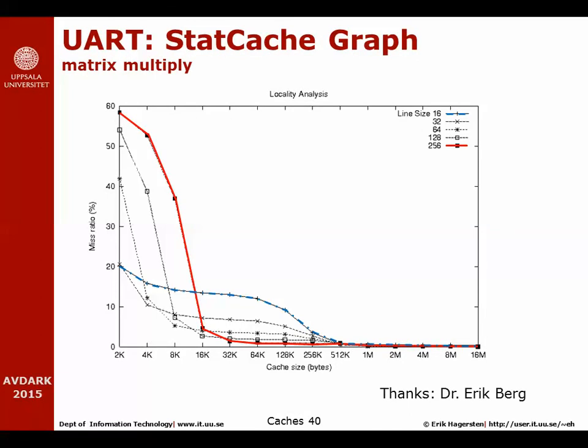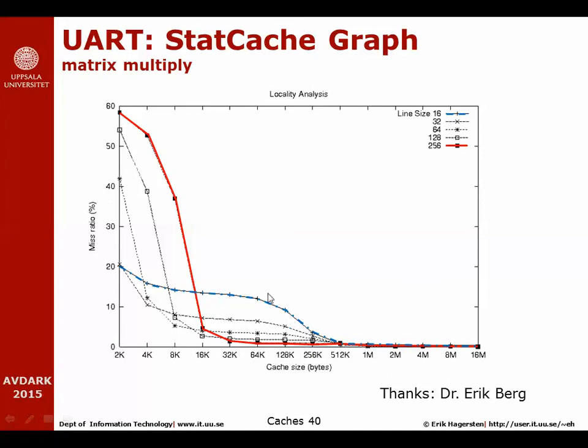Okay, if you look at this graph, one of my PhD students did it a couple of years back using a tool called StatCache that we developed here in Uppsala. It shows how the miss ratio changes as a function of cache size for a specific application. If that application has a 256 byte cache line size, this is how its miss ratio changes as a function of cache size. Larger caches are better. But if you have a smaller cache line size, for example the blue line, this is how the miss ratio changes.